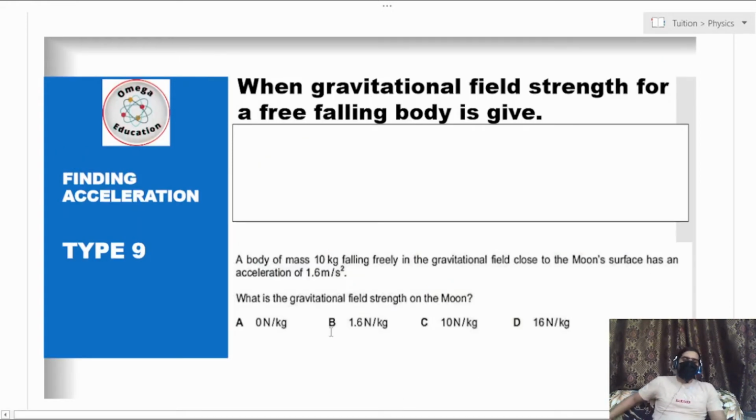All right, on to type 9. Once again, this one is related to facts and figures. You don't need to calculate something. You'll be asked to state, or you'll just need to circle the right answer by interpreting the question without calculating it. Now, this statement says, when gravitational field strength for a free falling body is given.